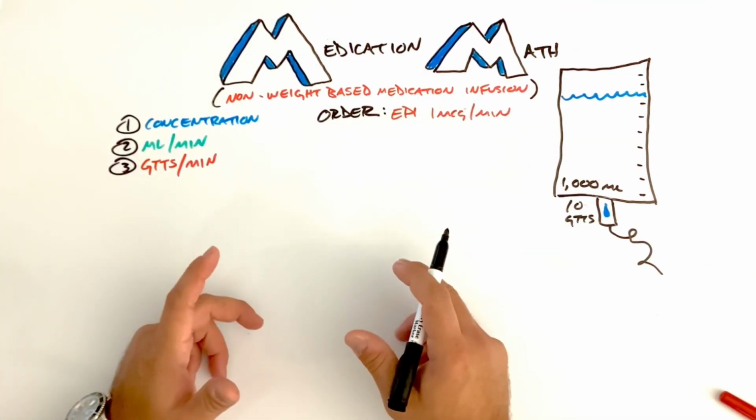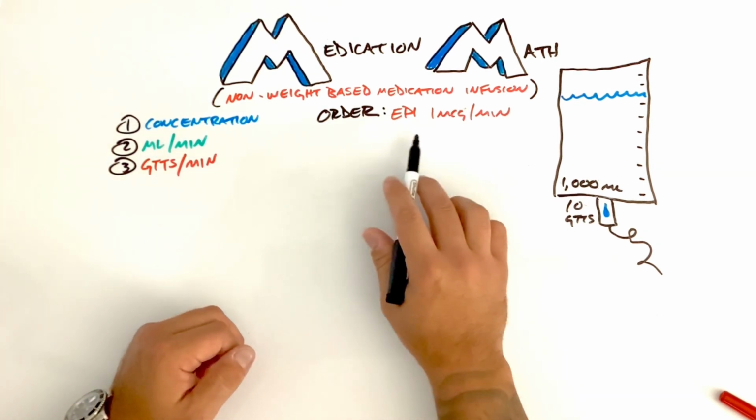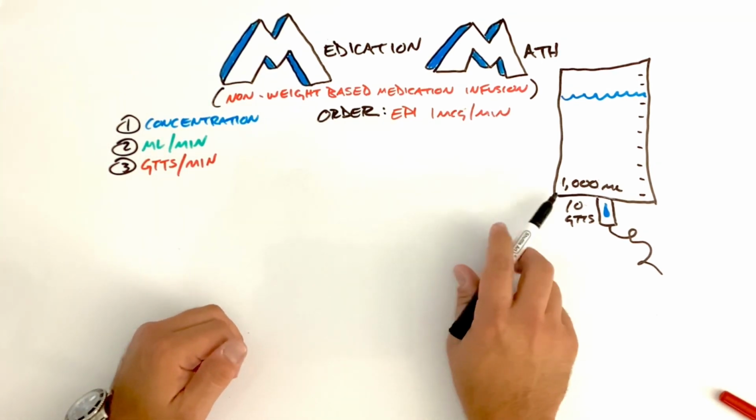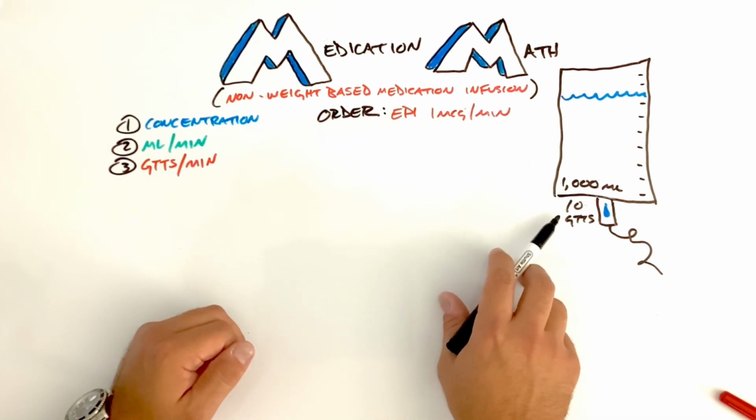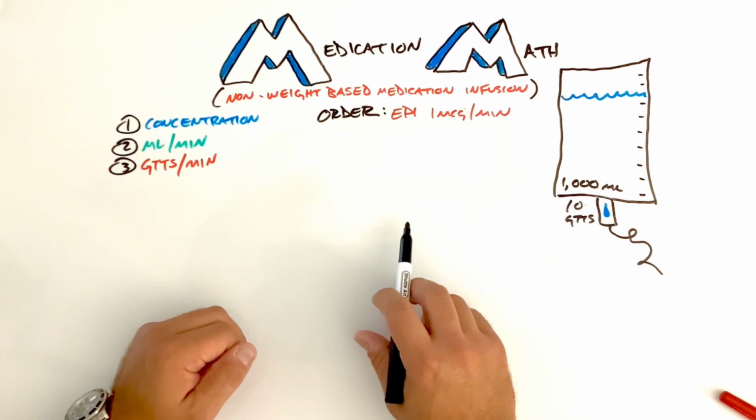So for our second example, it's a pretty easy one. We're going to do epinephrine 1 microgram per minute. We're going to be using a 1,000 bag and a 10 drop set. Remember, our volume and our drop sets come into play in our equation, so always remember that.